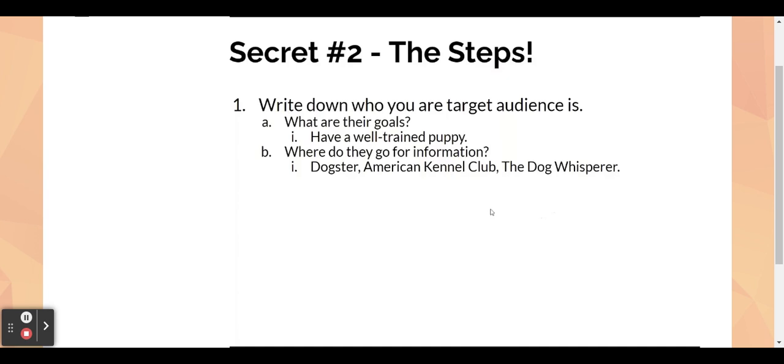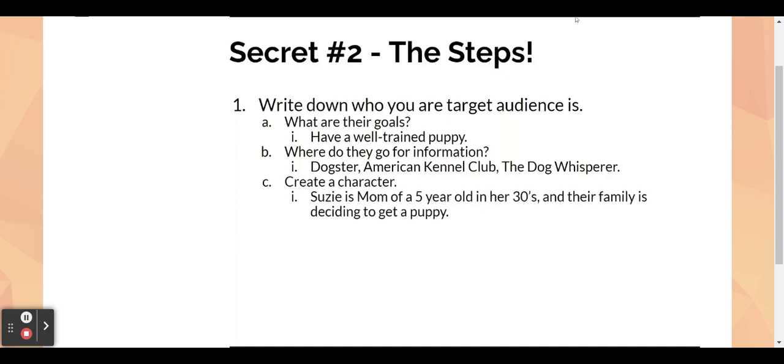And so like Shreya said, find out where they're hanging out. Now, create a character around that person. So we created a character that we're speaking to. It does not mean that you have to even name it if you don't want, but you need to understand the majority of your audience might fit in this vein. So we created that, hey, a well-trained puppy, the name's Susie, a mom of a 5-year-old in her 30s, and their family is deciding to get a puppy. So guess what? She wants a well-trained puppy. When you get to that level of thinking, you're going to write better messaging, right, Shreya, about that person?